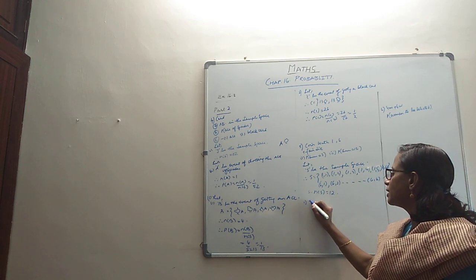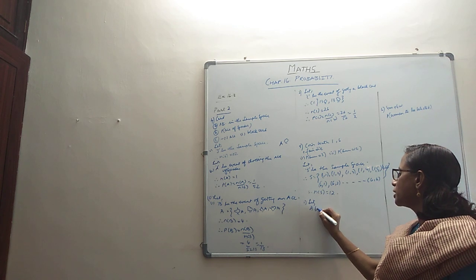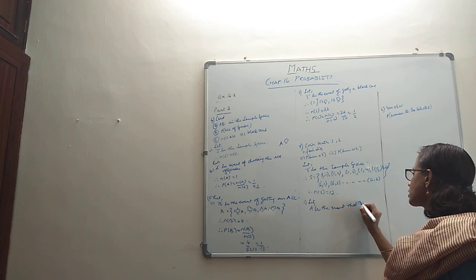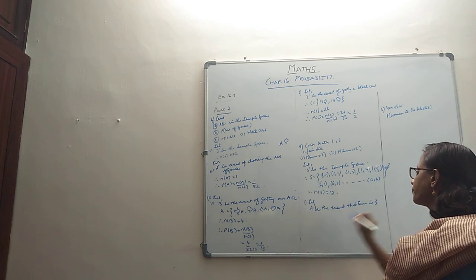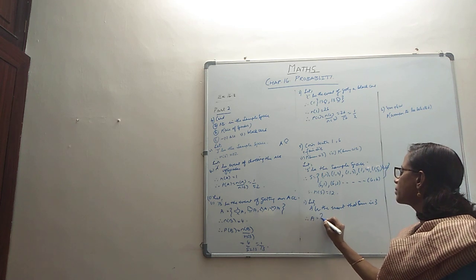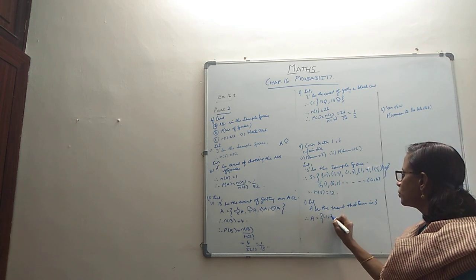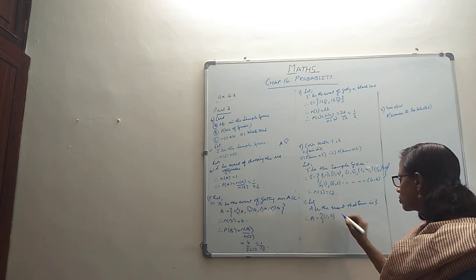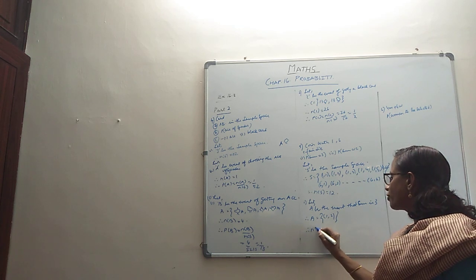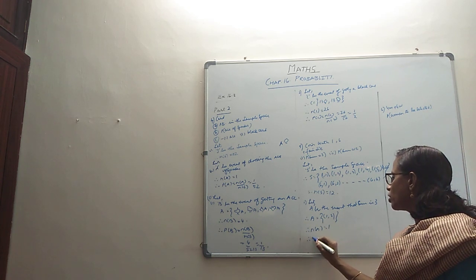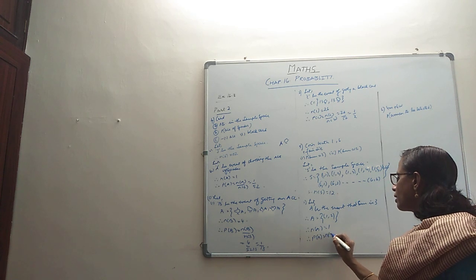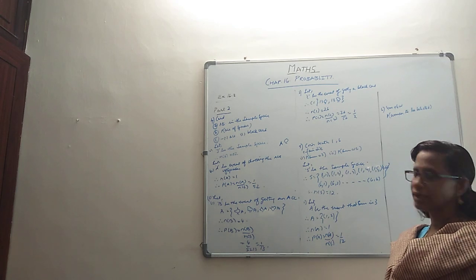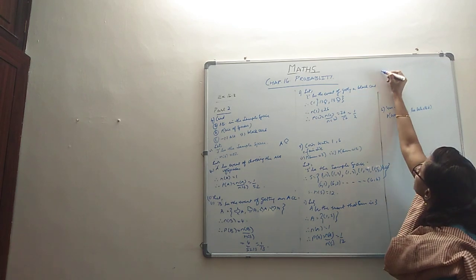Now let A be the event that the sum is 3. Let's find out where all the sum can be 3. 1, 2, if we do the sum it will be 3. Then 2, 1 is not there. That's the only place where you can get the sum as 3. So n of A is 1. So what will be P of A? It will be n of A by n of S. That way it will be 1 by 12.